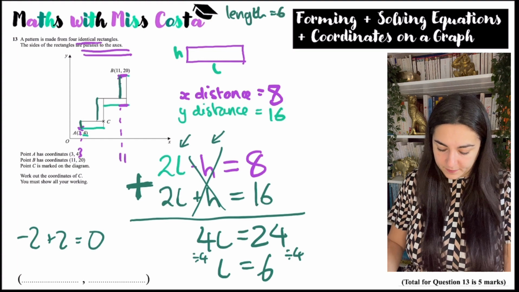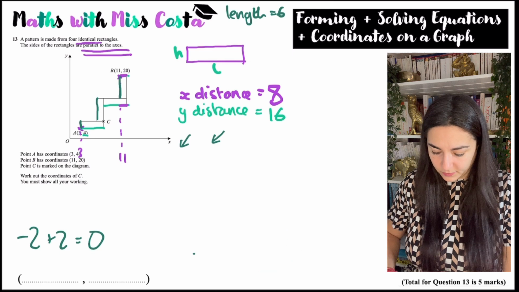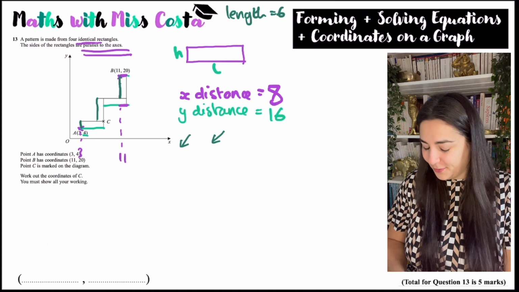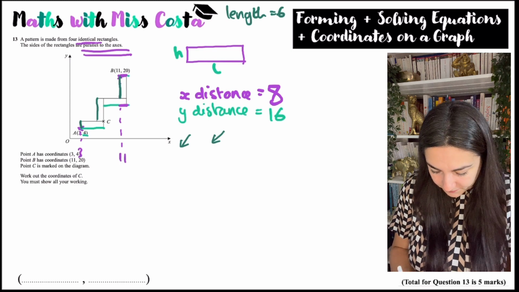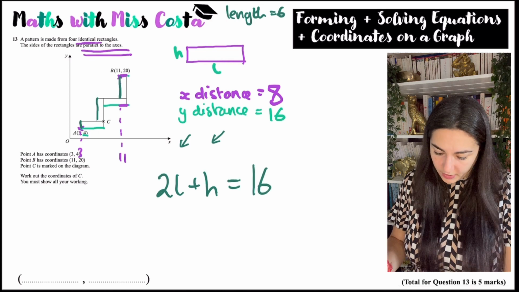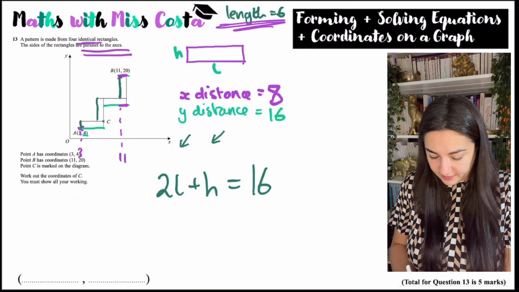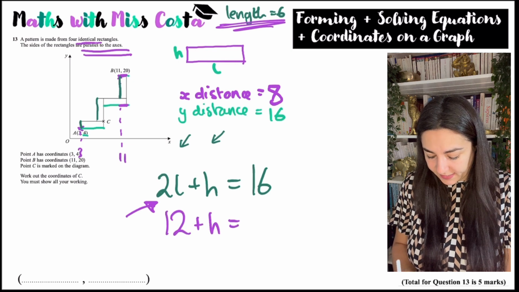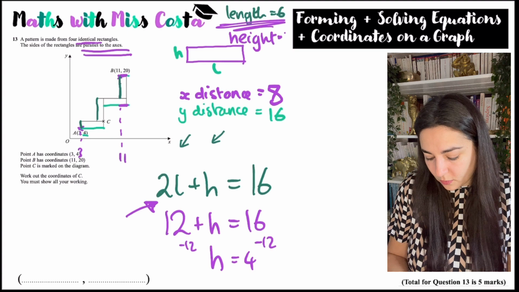And now I can just substitute into one of these equations to figure out my height. Oh, I've just deleted the equation, so I can't remember what they were. Was it 2L? Okay, I'll just work it out again. So it's 2L plus a height is 16. Okay, so we know that the length is 6, so we can substitute that value into here. So if one length is 6, 2 lengths will be 12. So 12 plus H is 16. H must be 4. Okay, so length is 6, the height is 4.